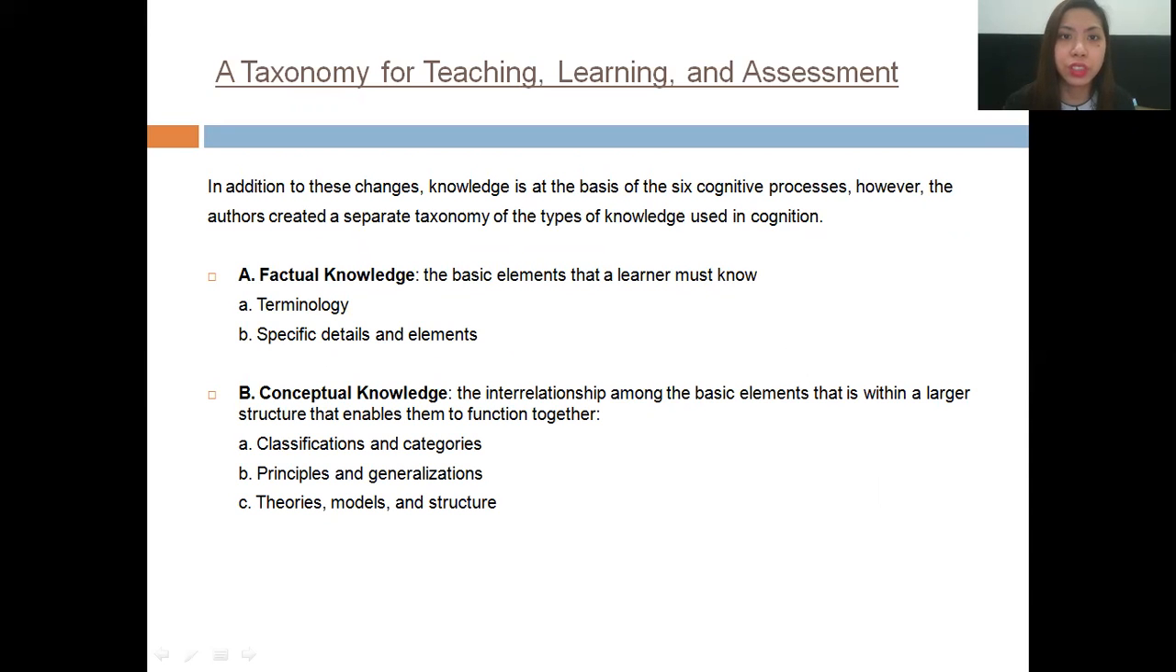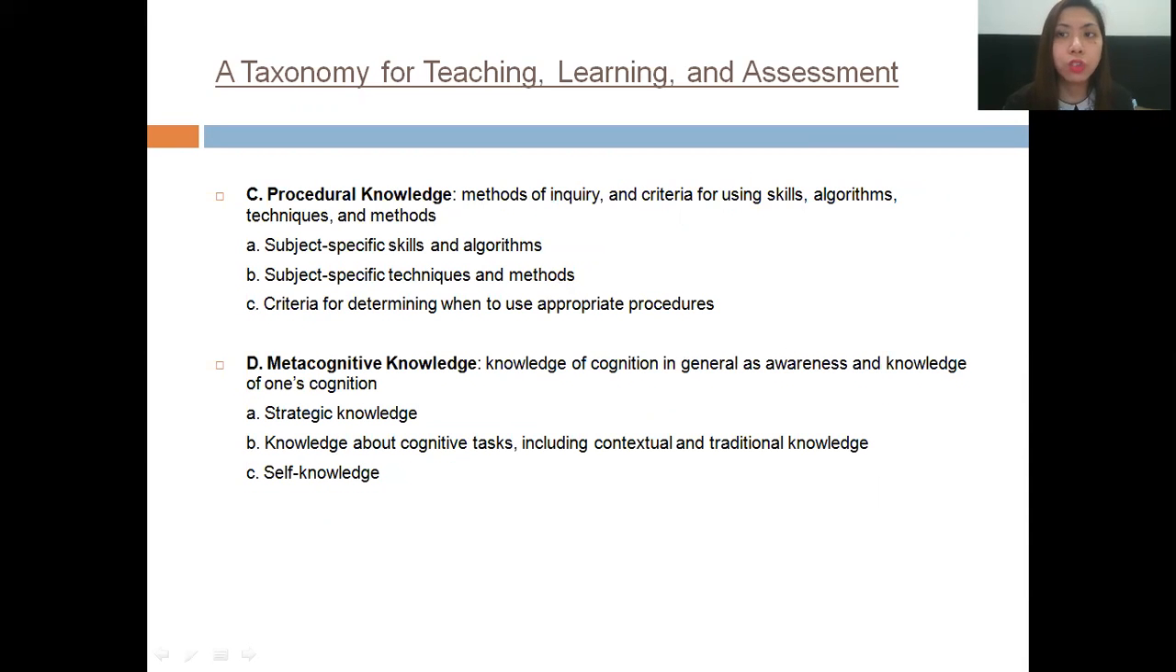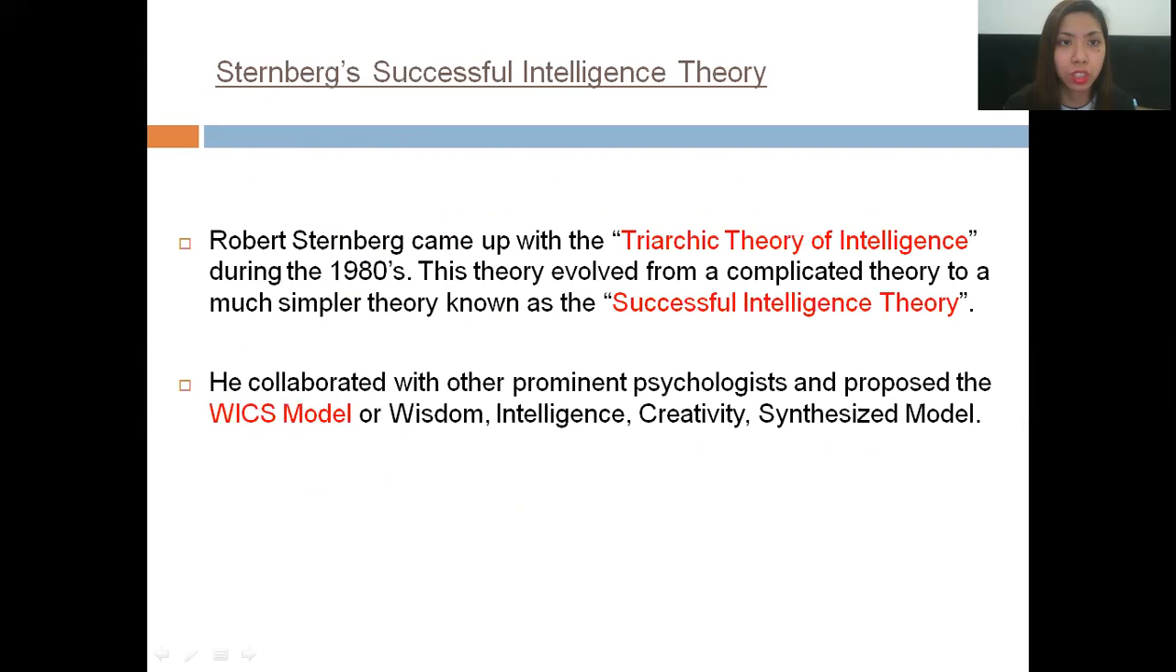In addition to these changes, knowledge is at the basis of the six cognitive processes. However, the authors created a separate taxonomy of the types of knowledge used in cognition. First is factual knowledge, which is the basic elements that a learner must know. Second is conceptual knowledge. It is the interrelationship among the basic elements within a larger structure that enables them to function together. Third is procedural knowledge. These are methods of inquiry and criteria for using skills, algorithms, techniques, and methods. Lastly, we have metacognitive knowledge, which is the knowledge of cognition in general as well as awareness and knowledge of one's own cognition.